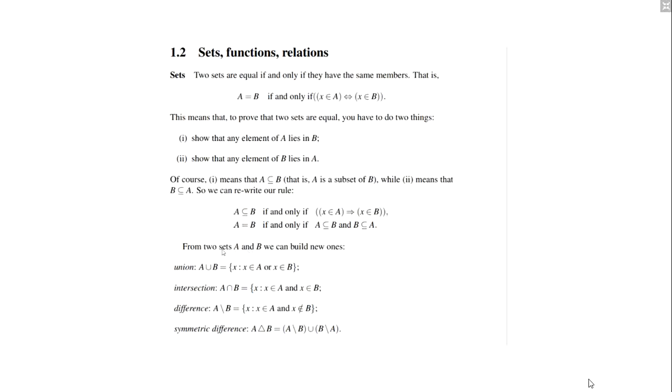Now, from the two sets A and B, we can build other sets, we can create some new sets from them by considering the union. For example, A union B is one set we can create, which is the set of x such that x is in A or x is in B. So the union becomes that kind of set. Another set we can create from the two given sets A and B is the intersection, A intersect B. You recall we defined it as the set of x such that x is in A and x is in B.